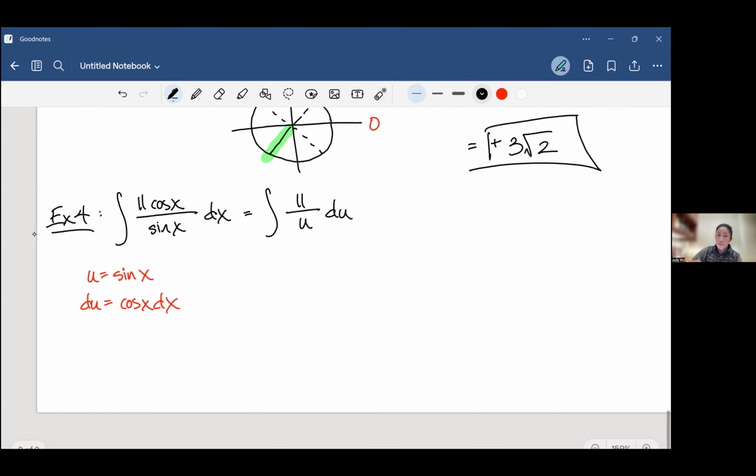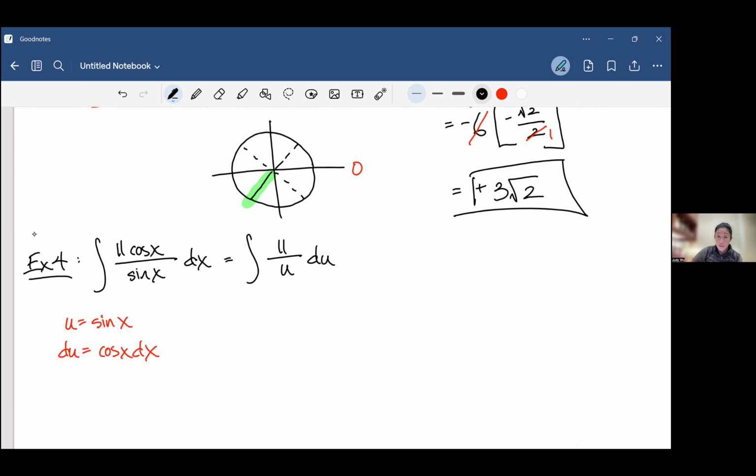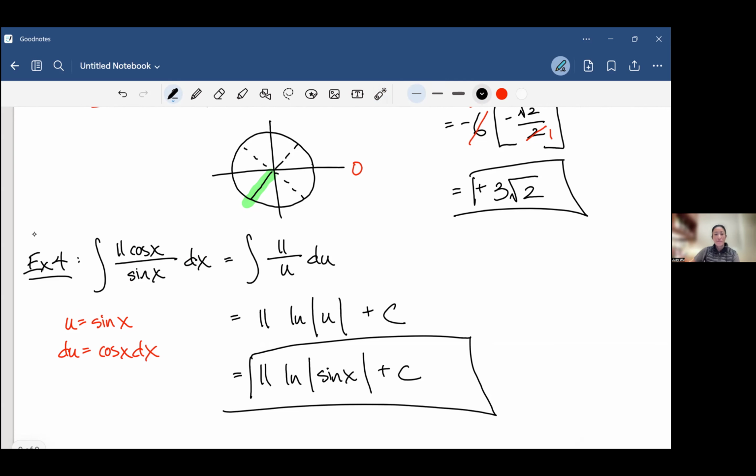And we know that the integral of 1 over u is just our natural log. So we get 11 natural log of the absolute value of u plus c. And our last step, everywhere we see a u, we got to put back in our sine x. So we get 11 natural log of absolute value of sine x plus c. Okay. So hopefully these 4 questions were a good warm up to our brains. Let's do one last one for this video, and we'll talk about how we might apply these in a scenario.